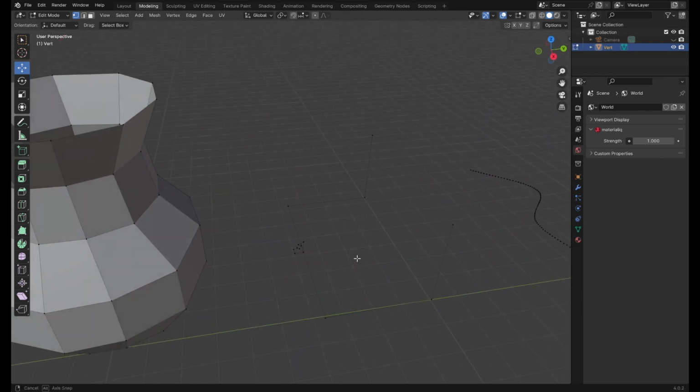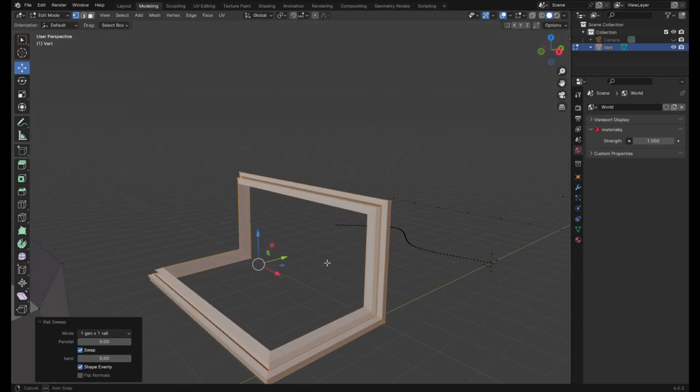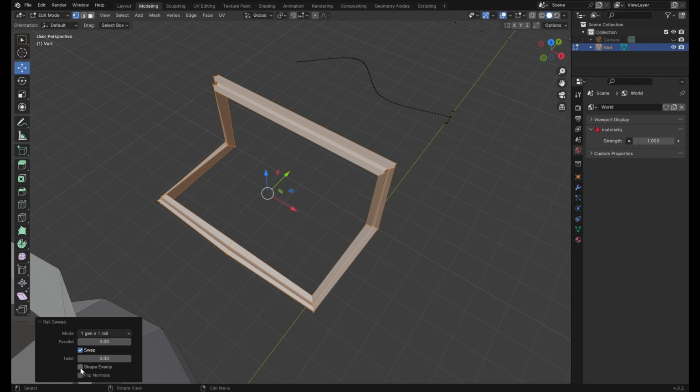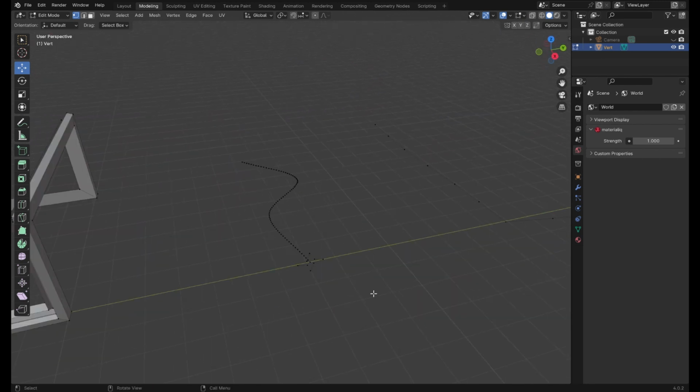You can also create profile surfaces with this tool. If you check the option Shape Evenly, it will make the thickness uniform. You can also twist the surface.